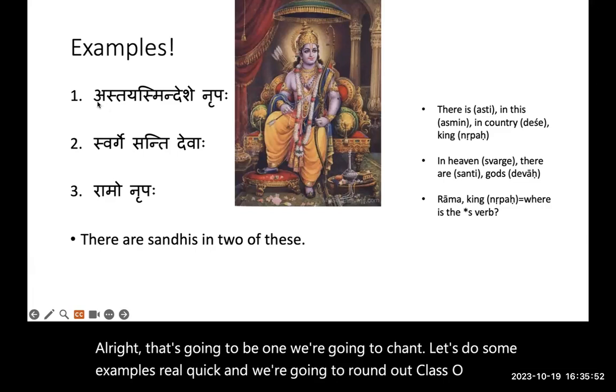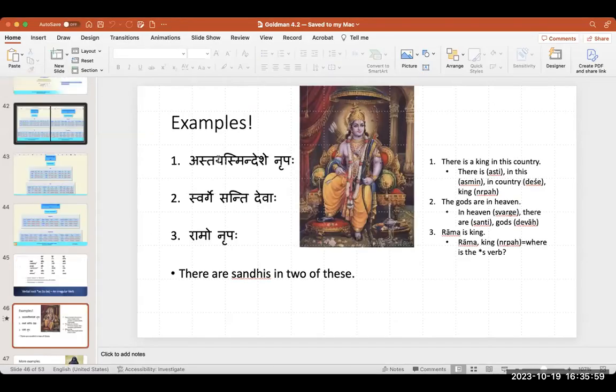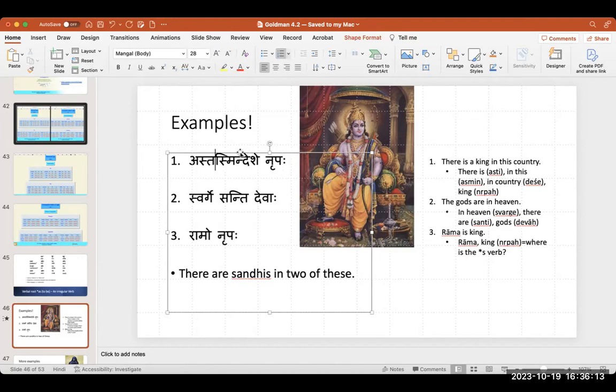So, first off, this is asti. Oh, crap. It was already an error. So, asti. Oh, no, there isn't. Asti, asmin, nripaha. Nripaha means king. So that's astya. Yeah, so that just didn't combine. My computer's being all poopy.